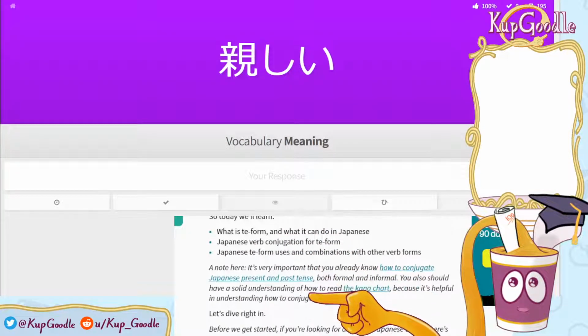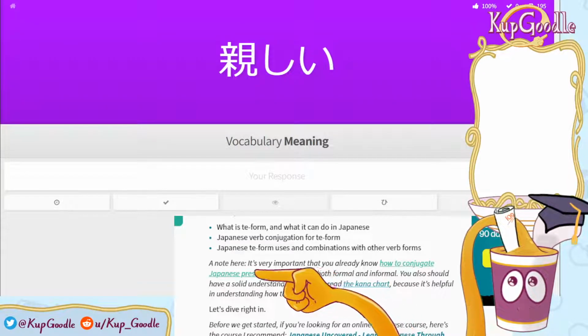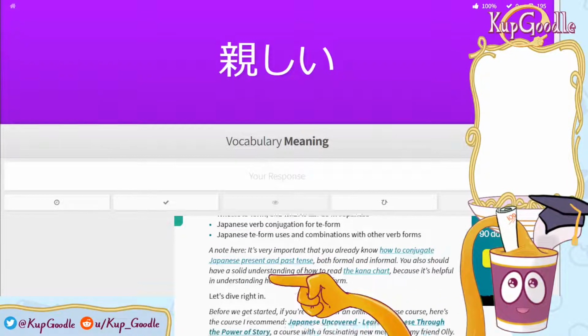Note here it's very important that you already know how to conjugate Japanese present and past tense, which we have been doing. That's why I was doing that first. Both formal and informal. Yes, I know that.